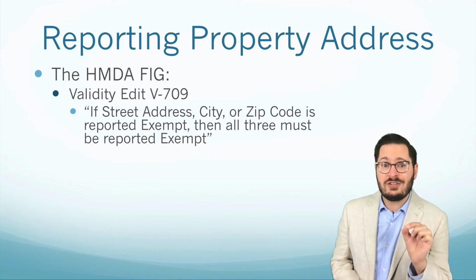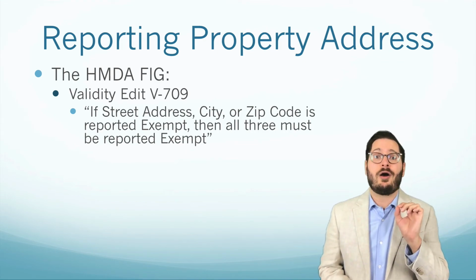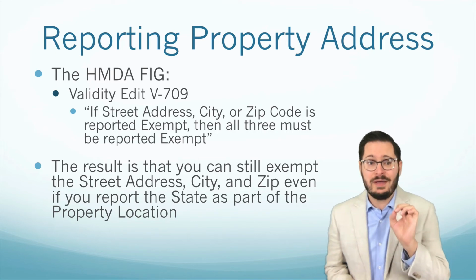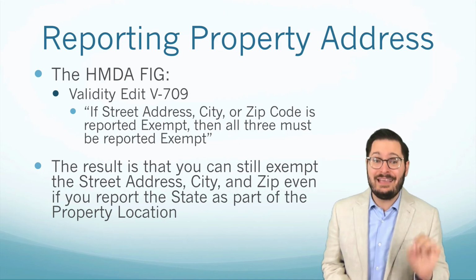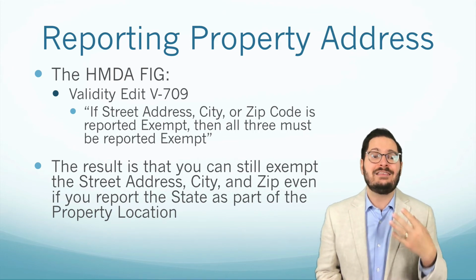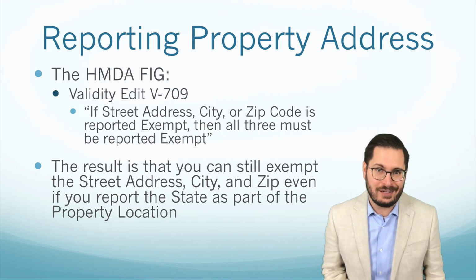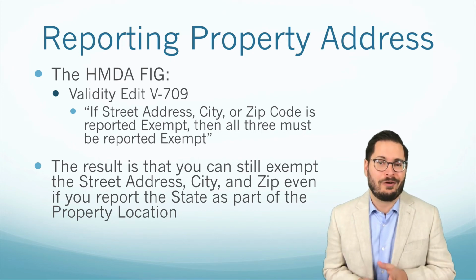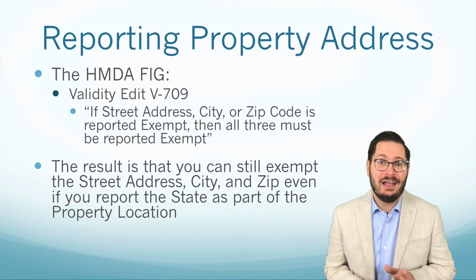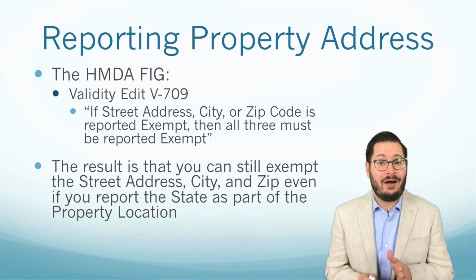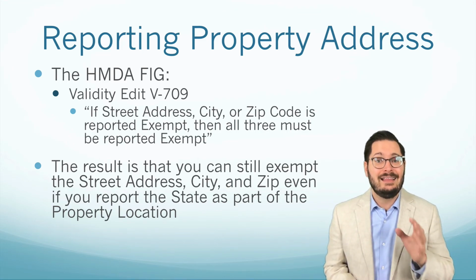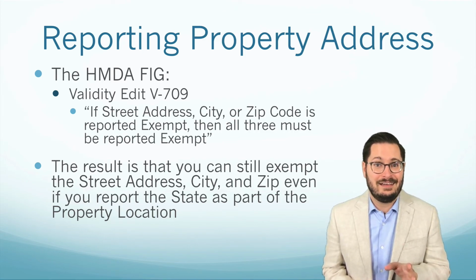So what this essentially tells us is that we are permitted to exempt the street address, the city, and the zip, even if you report the state as part of the property location. That is how it works. I hope I made this clear for you. It's very complicated. When I struggle through a topic as much as I did just now, it reminds me how complicated the topic actually is.